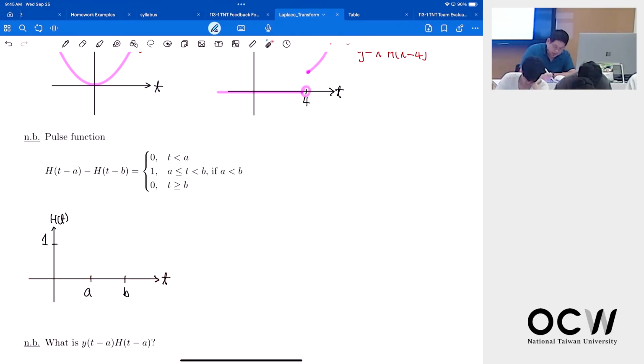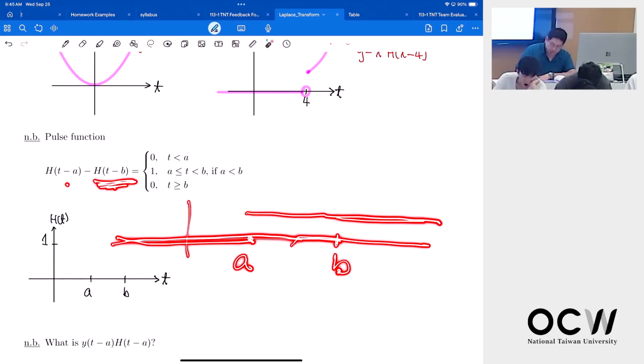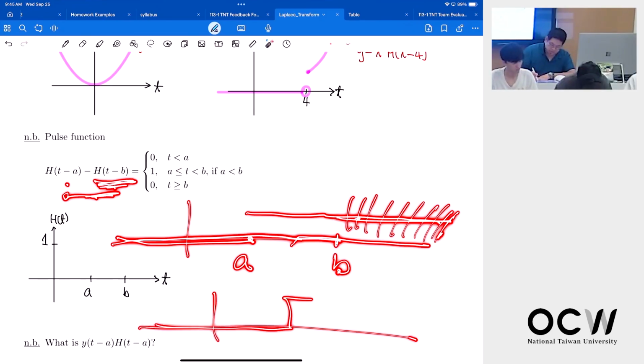And because what is t minus a? This shifted Heaviside function. This is a, 0 until a, then I have a 1. And how about t minus b? Suppose b is greater than a. Here's the b. I have 0s until t is greater than b. So when I do the subtraction, they will also cancel out this 1. That's why we have 0 and we have a value 1 between a and b.